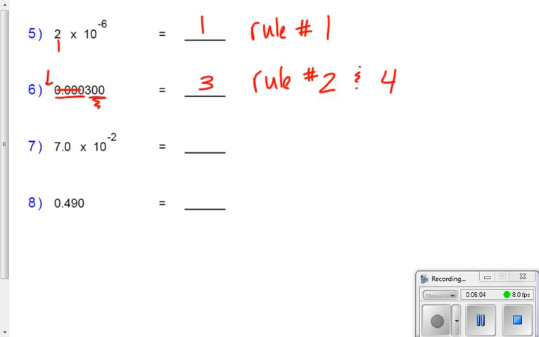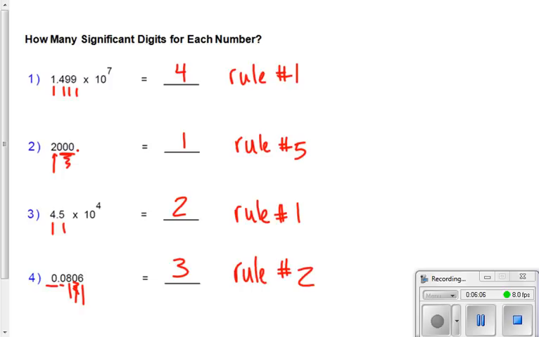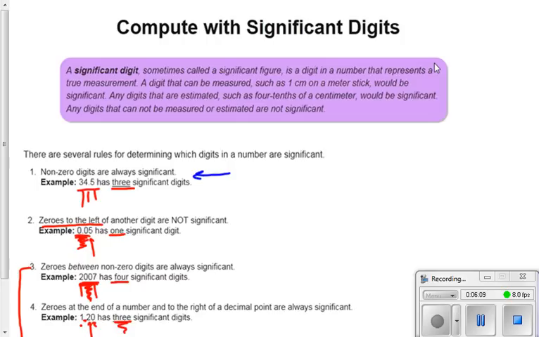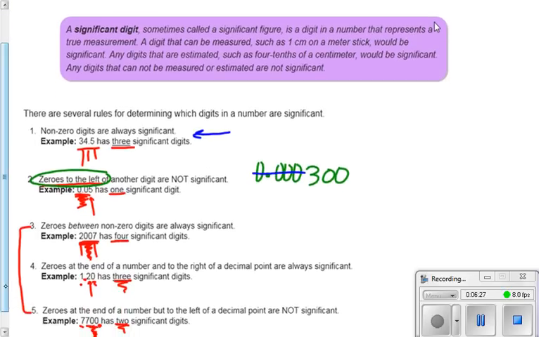So if we look back at rule 2, rule 2 again is talking about these zeros on the left, and I believe the problem here was 0.000300. So all of these numbers on the left would be considered not significant. And if we check out rule number 4, it says zeros at the end of a number and to the right of a decimal point.